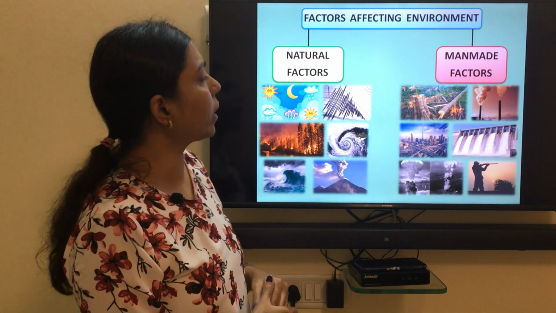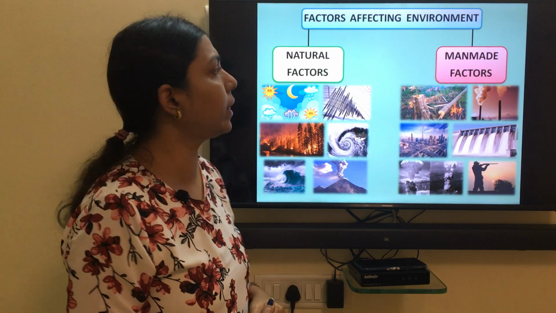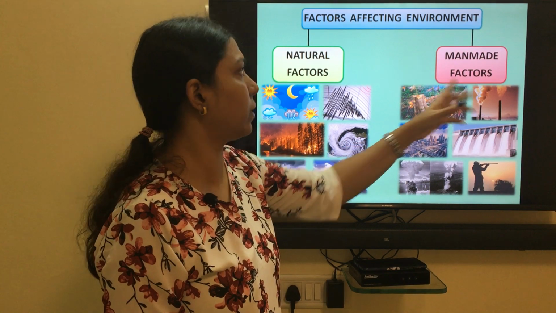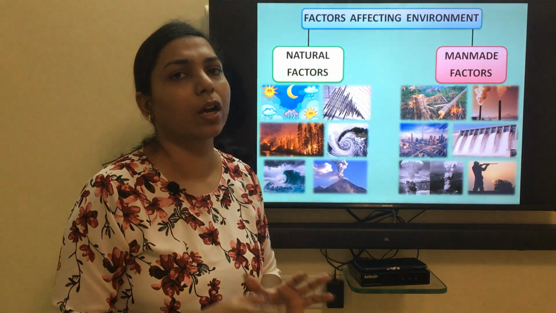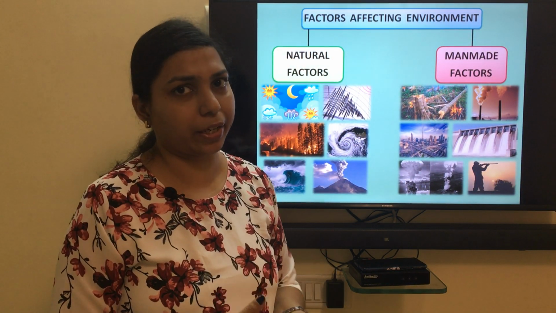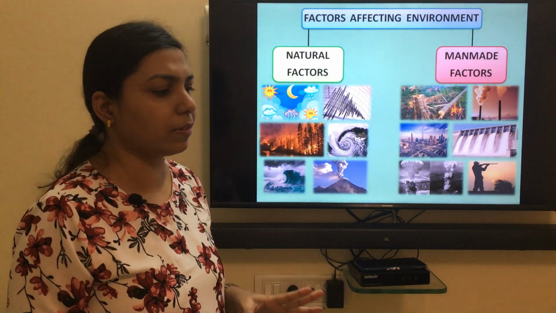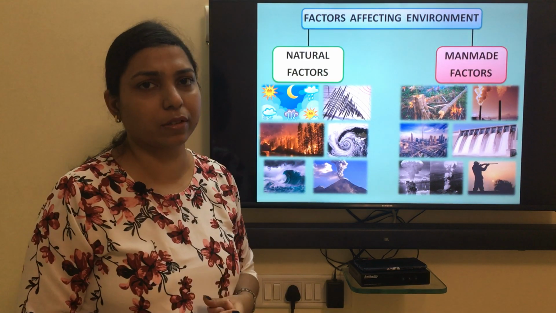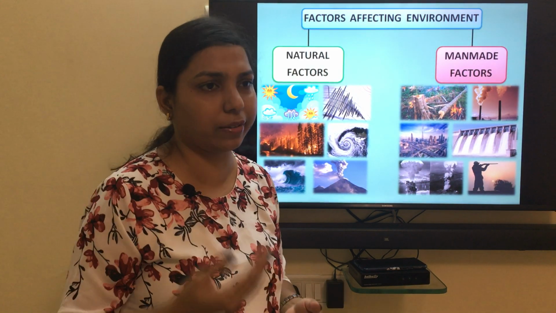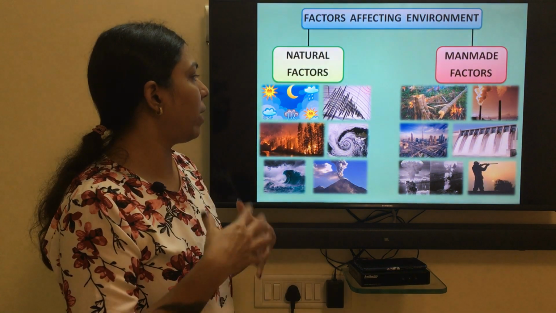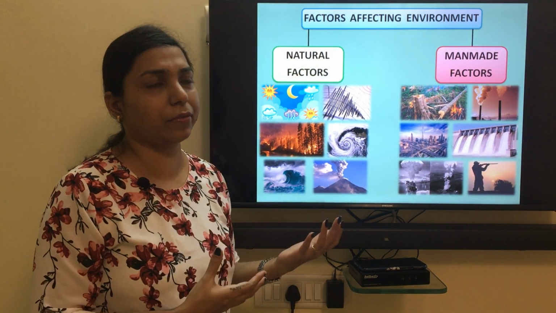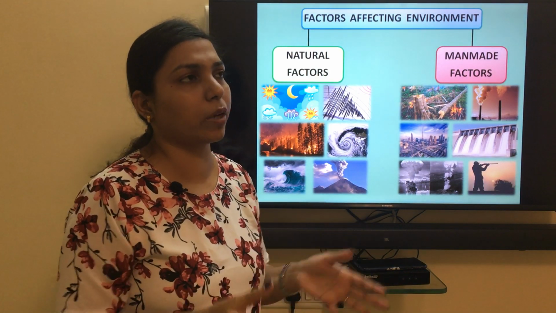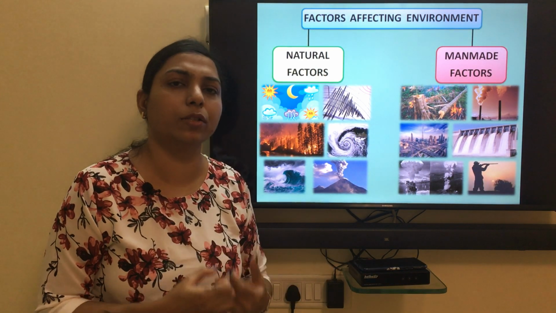Okay, next we look at the different factors which affect the environment. You have natural factors as well as man-made factors. Natural factors are something on which we do not have any control. We cannot control things which happen naturally. Okay, these include things like changes in the weather. You have summer season, winter season, rainy season. You have stormy nights, you have nights wherein you have lightning, you have days wherein it's quite smoky. Okay, so all these things are not controlled by human beings.